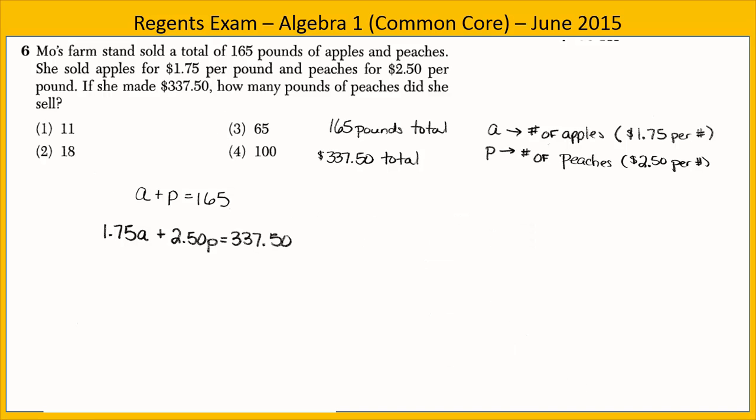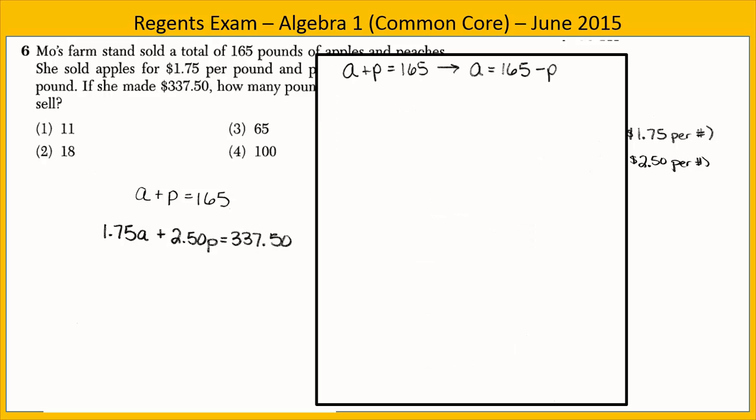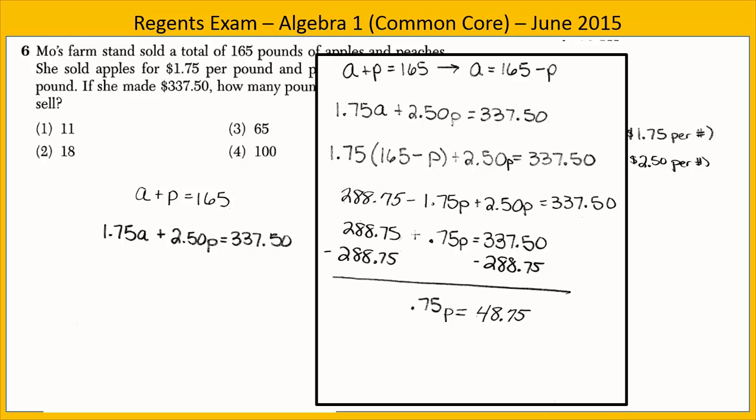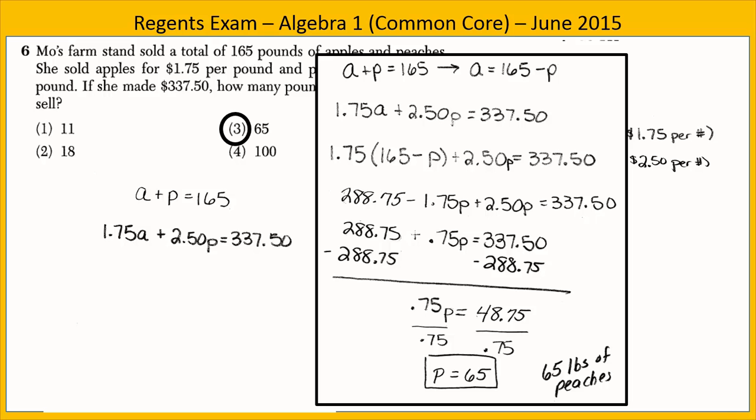You could also use a different method for solving this system. You could use the method of substitution. Take one of the equations and solve for a variable. For example, A plus P equals 165. Solve for A, and then substitute that into the other equation in place of A. Solve the resulting equation, and once again, P equals 65. 65 pounds of peaches. Choice 3.